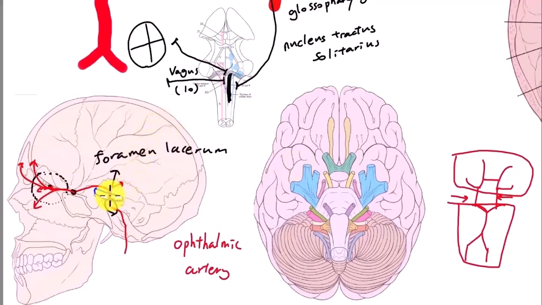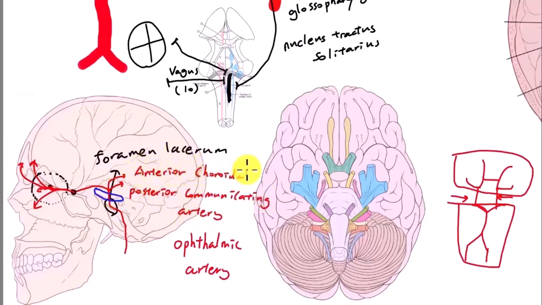The internal carotid artery branches backwards and it gives rise to that posterior communicating artery. And it also gives rise to the anterior choroidal artery. Anterior choroidal artery supplies blood to the choroid plexus of the lateral ventricles and third ventricle. Choroid plexus's function is to produce cerebral spinal fluid via ependymal cells. Choroid plexus also separates the blood from the cerebral spinal fluid.